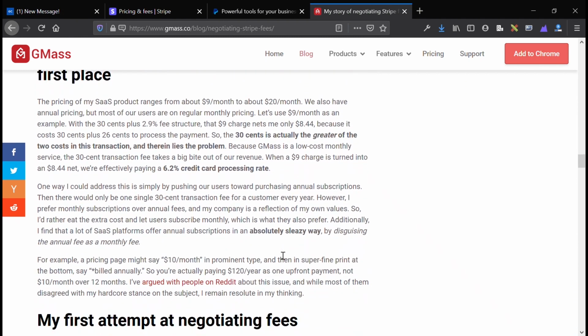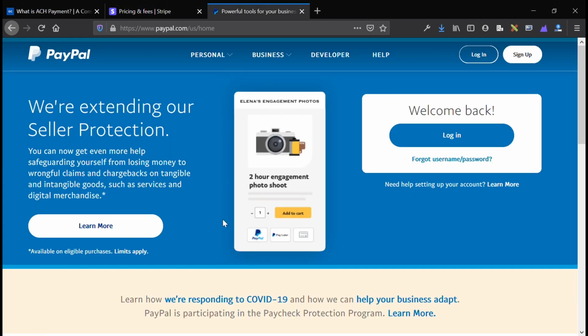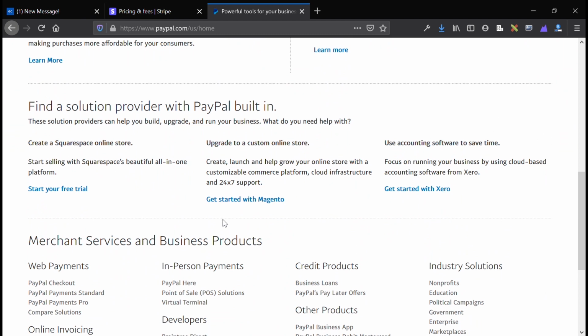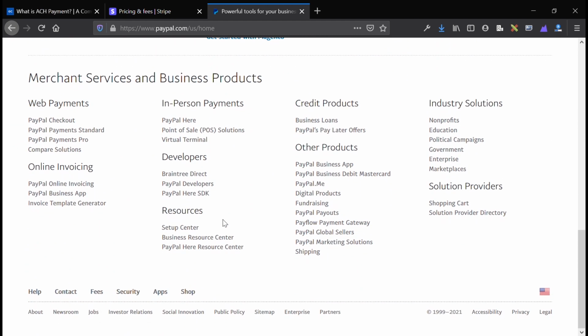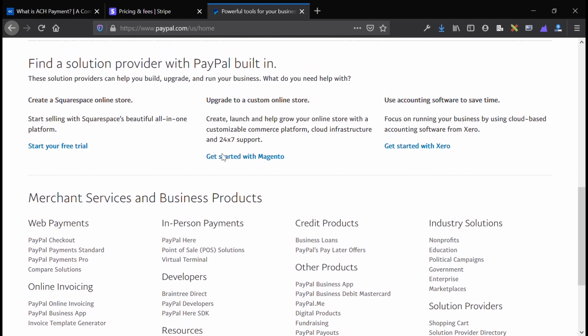The third payment processing platform is PayPal, and we really try to stay away from PayPal because I'm just not a big fan of the company, poor support, at least in my opinion, and high processing fees. But at the same time, PayPal is really a global payment provider.